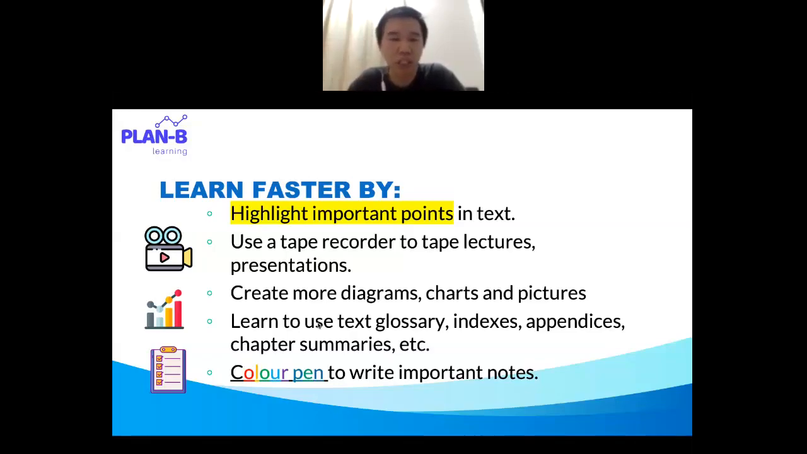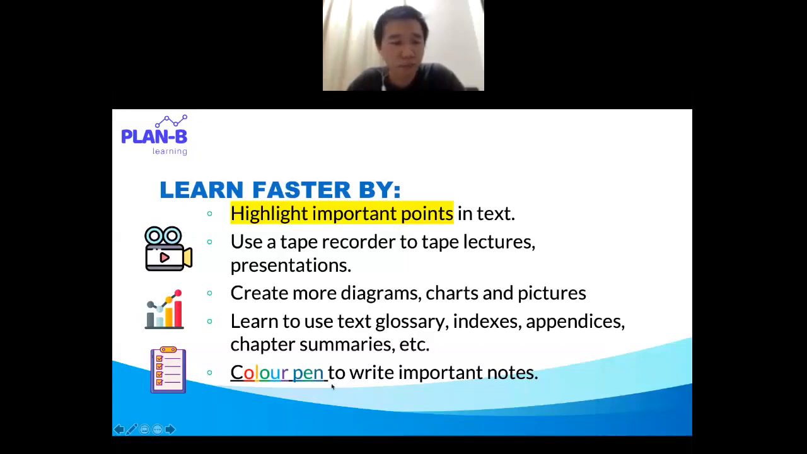You will learn faster in that way. Okay, learn to use text glossary, index, appendix, chapter summary. Chapter summary I believe can help you a lot. Before you read something detailed, look at the summary first. This will help you learn faster and make it easier to understand.